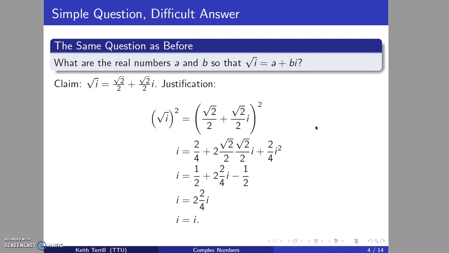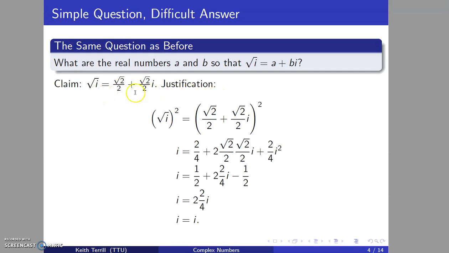Now I know what you're thinking. Why is negative root 2 over 2 minus root 2 over 2 i not the square root of i? Because that also squares out to be i as well. Well, we'll get to that. Don't worry. We'll get to that. Good question, though. You're very observant.